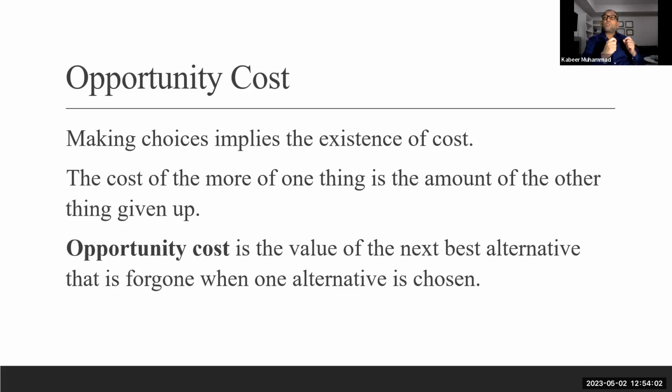Let's assume you have a choice to buy an iPhone or a Samsung. If you select an iPhone, you forego the Samsung. So the opportunity cost of buying an iPhone is the Samsung, or vice versa. Making a choice implies the existence of a cost, and that cost is called an opportunity cost. In a textbook manner, the opportunity cost is the next best alternative that we forego, that we sacrifice.